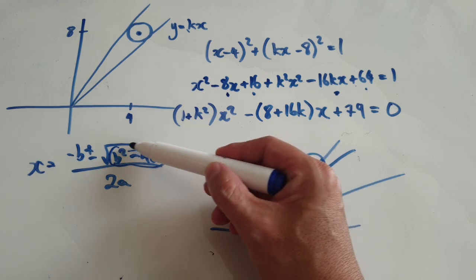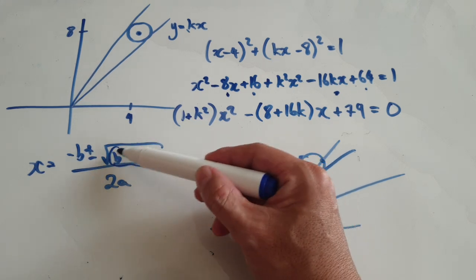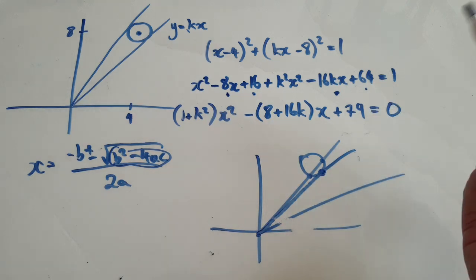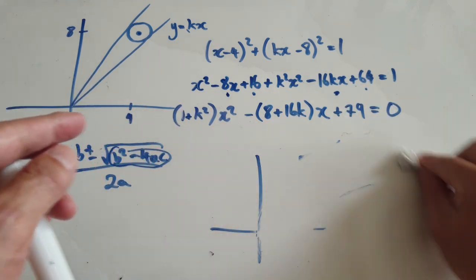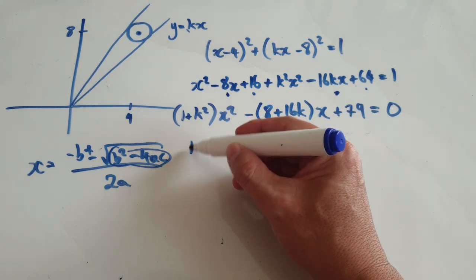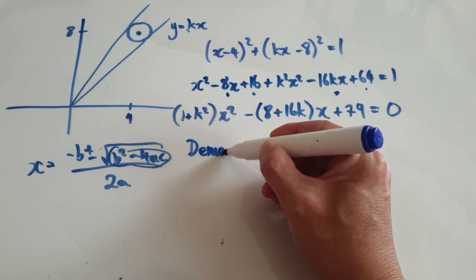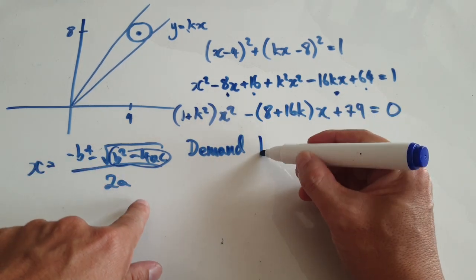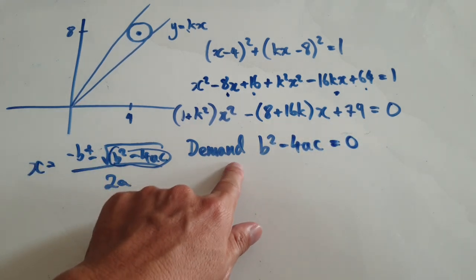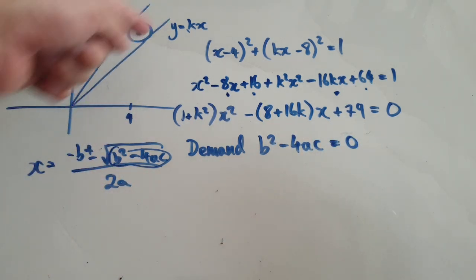And I'm expecting you to know why this thing here needs to be 0 in order to have one solution. I'm expecting you to know that. So this is our quadratic here. Our next step is to demand that this thing here, b squared minus 4ac, equals 0. We need to make this demand so that it will have one solution.